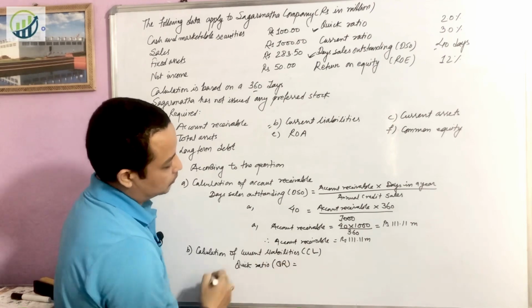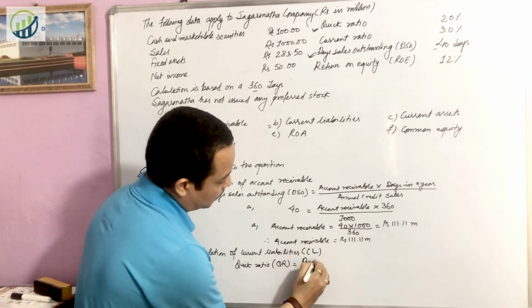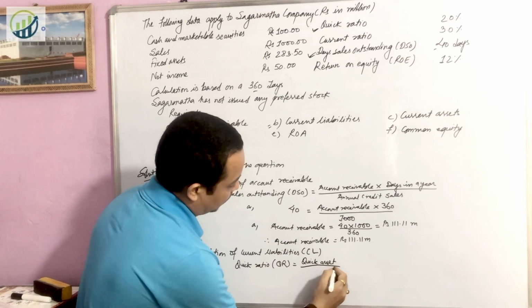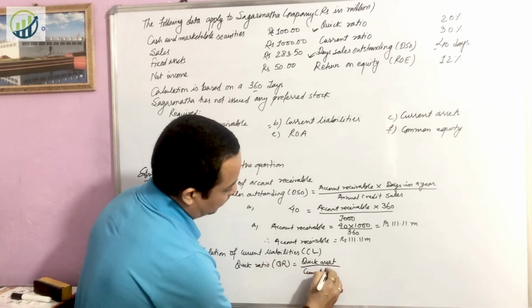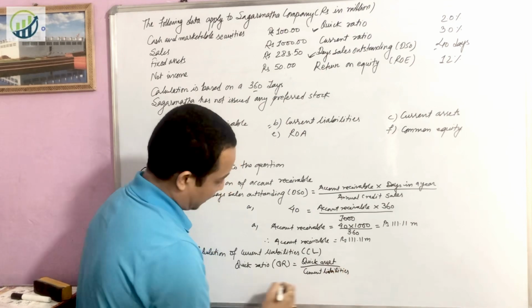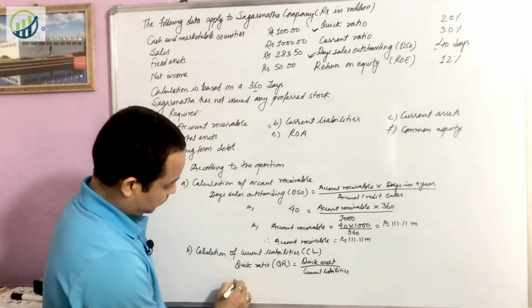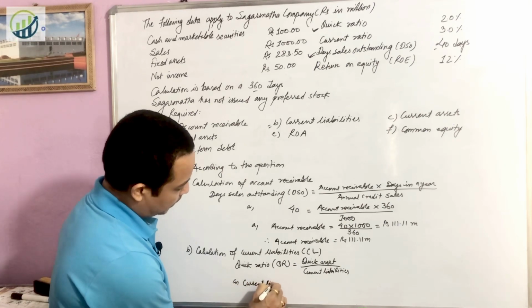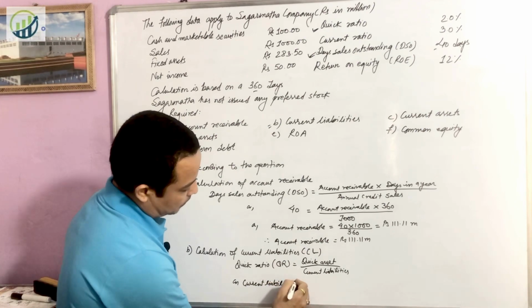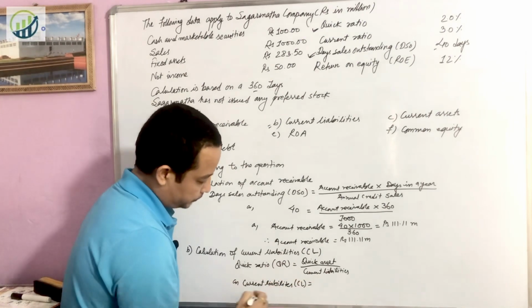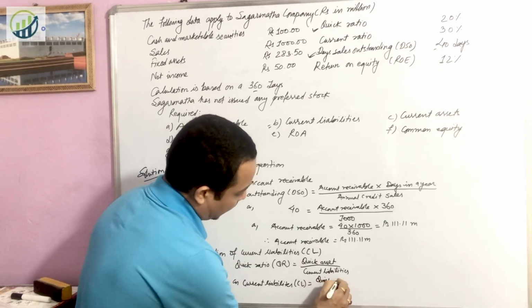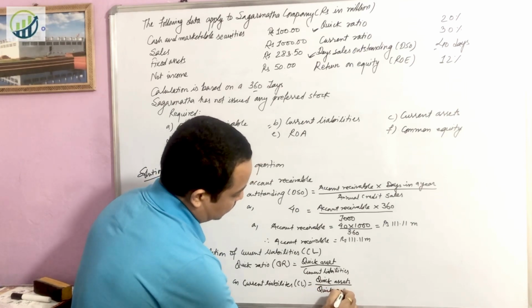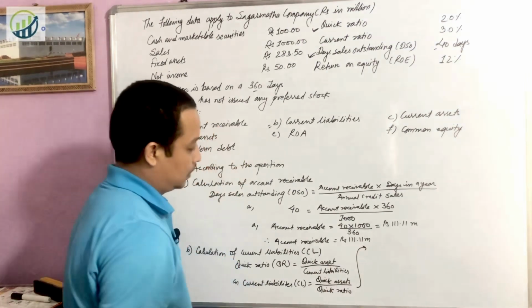Quick ratio, QR, equals quick assets upon current liabilities, or you can write current liabilities, CL, equals quick assets upon quick ratio. So now here, quick assets.